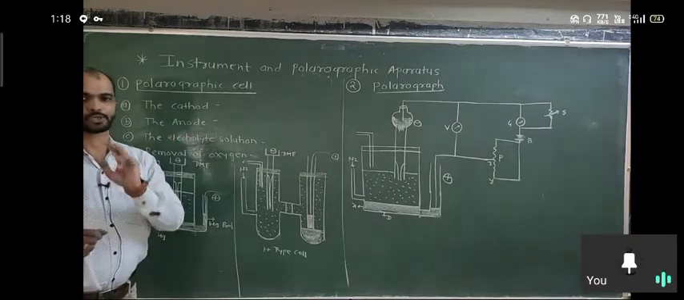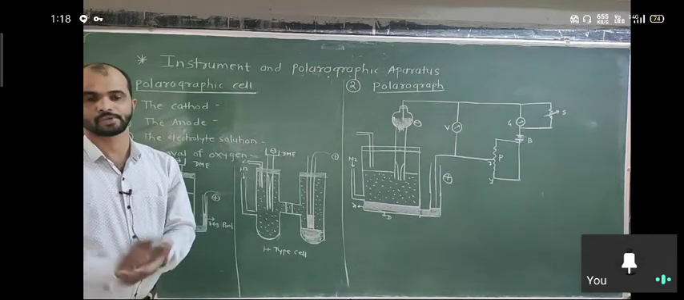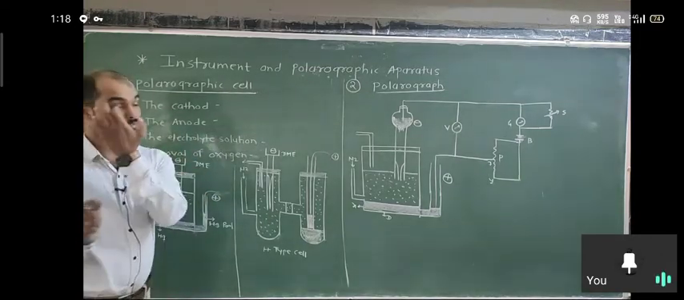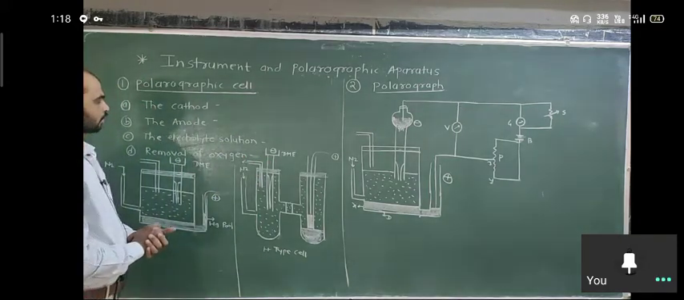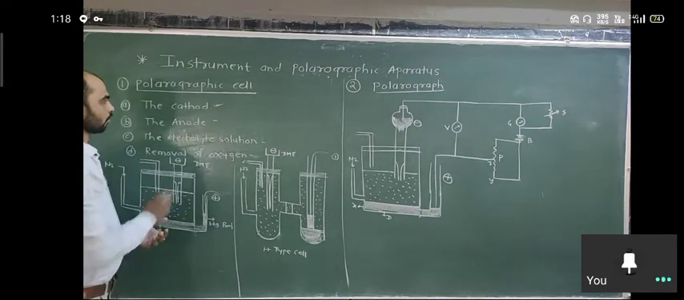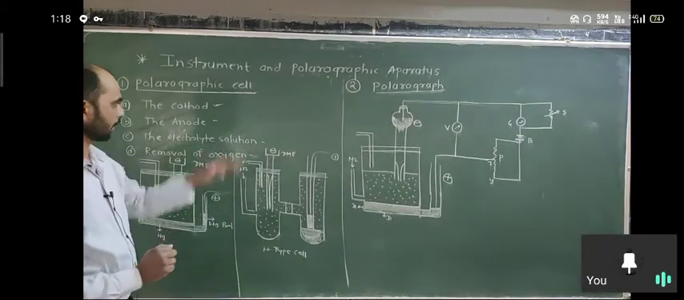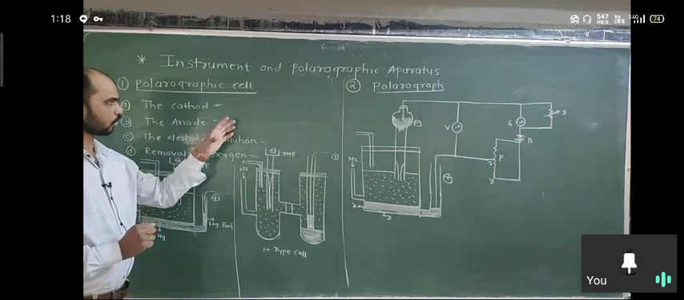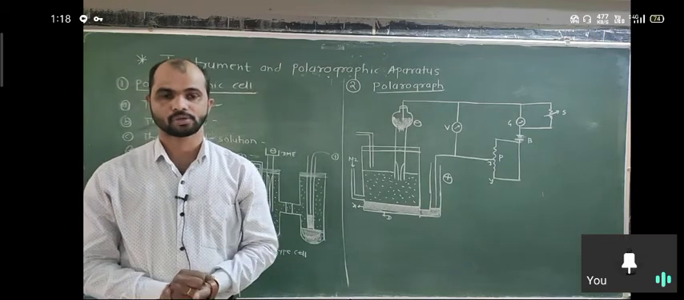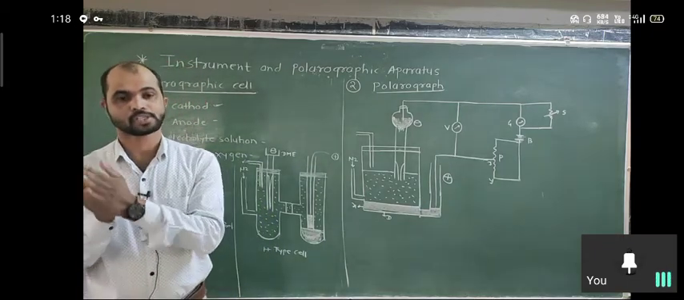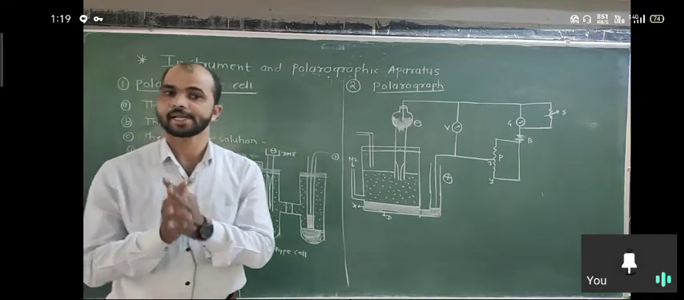The cell consists of two electrodes, cathode and anode. Electrolyte solution is present, so there is transfer of electrons from one electrode to another electrode. So there is a need of electrolyte solution. In the first part, what is a cathode? Cathode means the negatively charged electrode, and here we use a dropping mercury electrode, which is a micro electrode with a smaller surface area, a polarizable electrode, or sometimes we call it an indicator electrode.